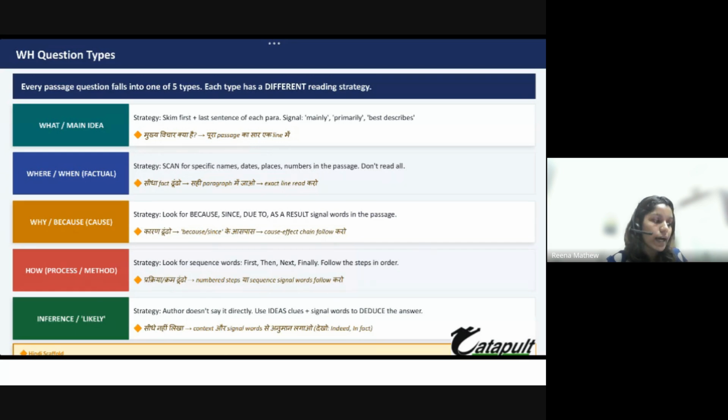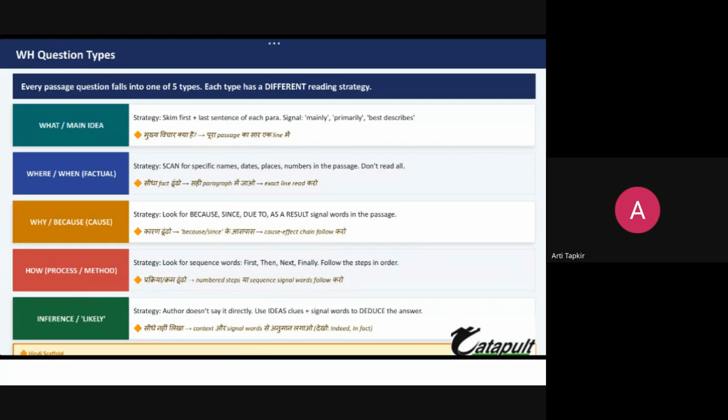So what is the main idea? The essence of the whole passage in one line. That is the main idea. If you have words like mainly, primarily, best describes, those will have the main idea. Then we have factual detail scope, where we have to scan for specific names, places, numbers, etc. Find the fact directly, go to the right paragraph, read the exact line. Then, the screen is not visible.